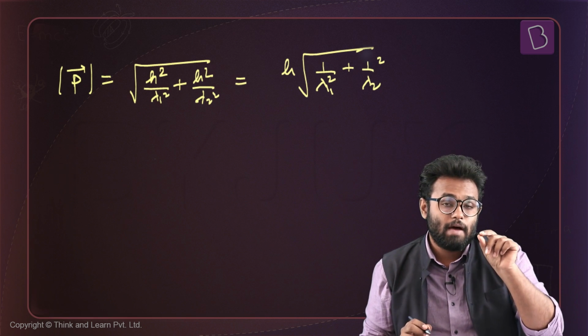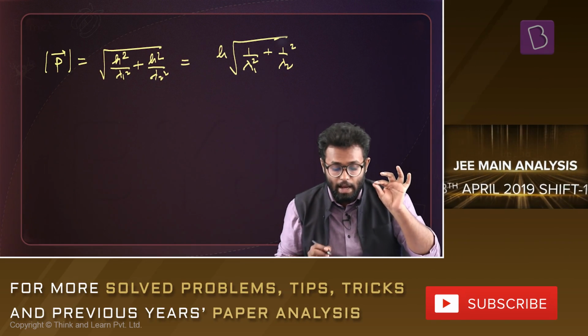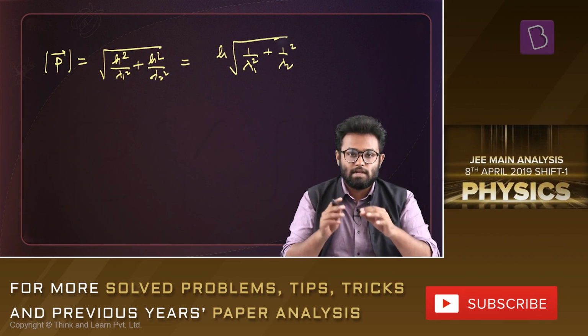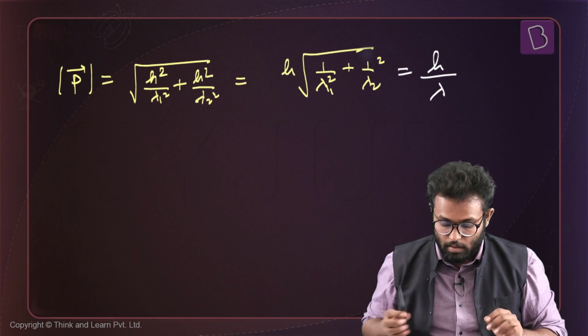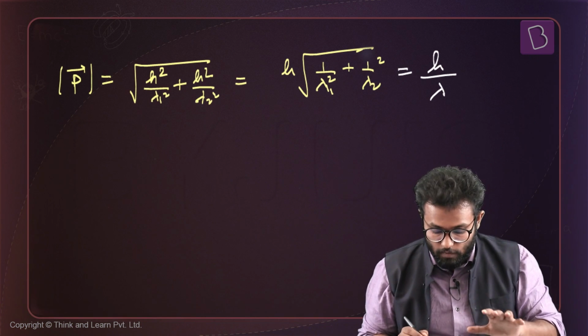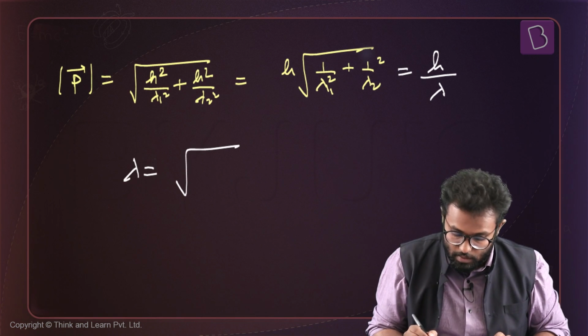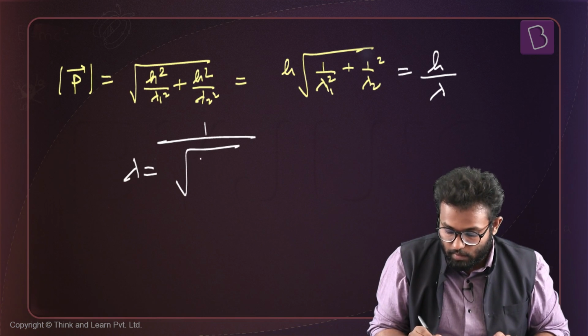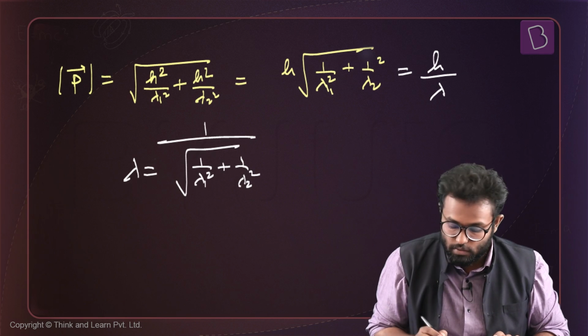Now when they have a final momentum together, they'll also have a de-Broglie wavelength, right? And that de-Broglie wavelength will be h by, let's say, some lambda. So this is equal to h by lambda, right? So I can find the value of lambda. Lambda will become equal to 1 upon root over 1 by lambda 1 square plus 1 by lambda 2 square. So what will that become?